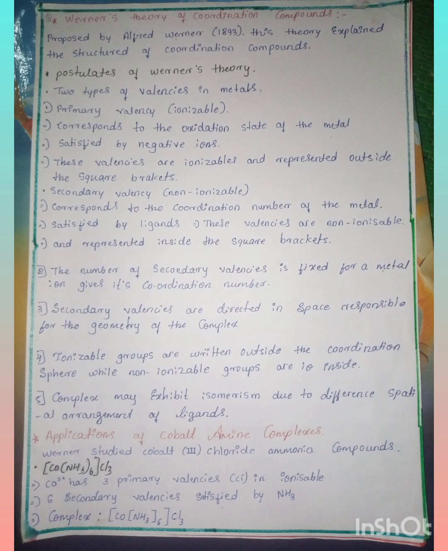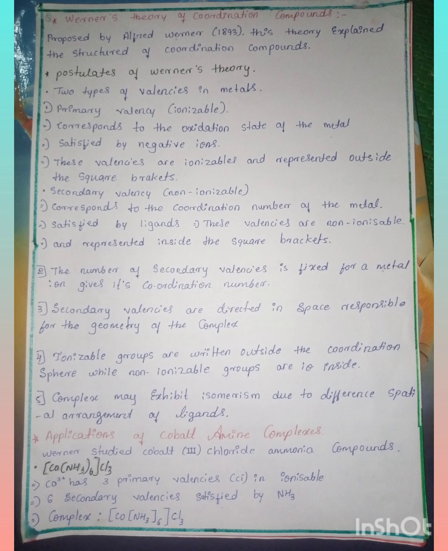There are two types of valences in metals. Primary valency is ionizable, corresponds to the oxidation state of the metal, and is satisfied by negative ions. Secondary valency corresponds to the coordination number of the metal and is satisfied by ligands. These valencies are non-ionizable and are represented inside the square brackets.